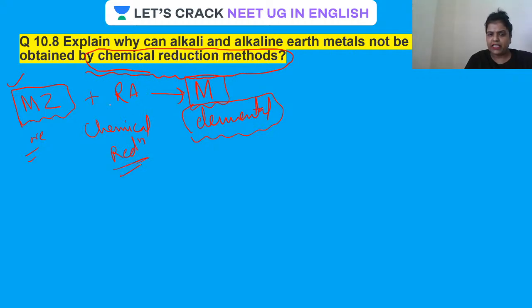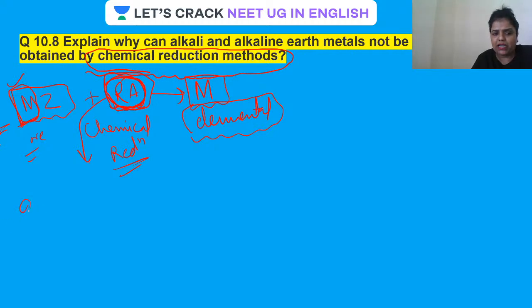Okay, guys. In that case, this can happen only when the tendency of this particular substance to act as a reducing agent is more than that of M. I am repeating, the reducing property of the metal and this particular agent should be compared, and the reducing nature of this agent should be more than that of the metal.